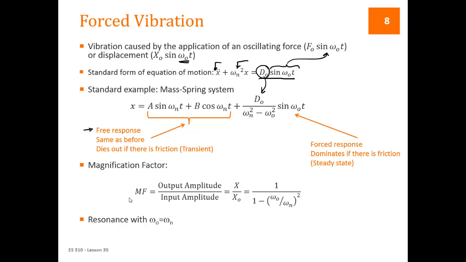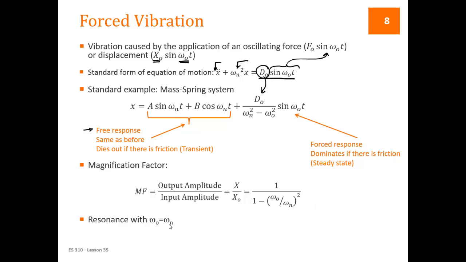So if we define our magnification factor as the output amplitude over the input amplitude, so the output amplitude would be x, the input amplitude would be this x naught that's up here, then that's going to equal 1 over 1 minus (omega naught divided by omega n) quantity squared. If you ever take a class on vibrations, you will derive this expression. We're just going to use it.